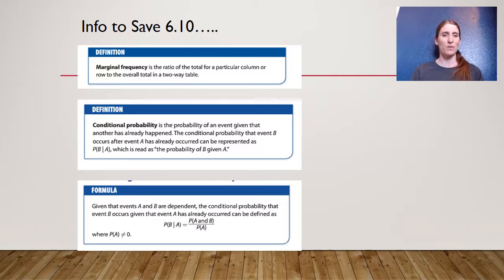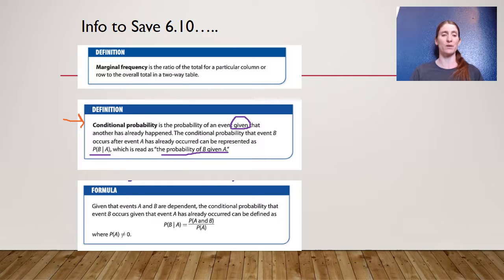610. So we've already talked about marginal frequency. 610 is all about conditional probability. So conditional probability is this idea that we're finding a probability still, but there's some condition put on it. So we see it written like this, and that means the probability of B given A. So now something has happened, and you're only taking part of the information. So this word given is huge. You will be looking for this word given, and you'll be using that idea.